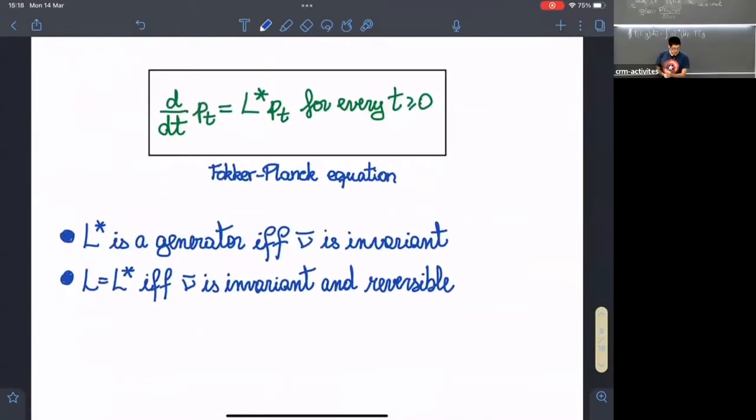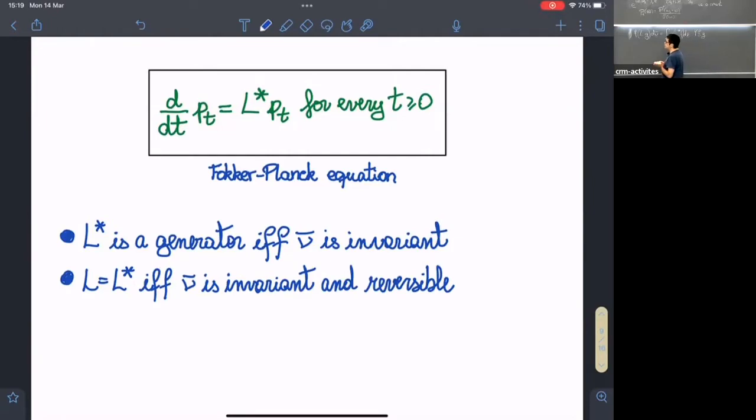Okay, so here I wrote this observation I was telling you before. L star is a generator if and only if nu bar is an invariant measure, and L is equal to L star if and only if nu is invariant and reversible. In the situations we have in mind, we don't really want to take reversible Markov chains for the moment, because those are equilibrium Markov chains in some sense. It's not something we want to exploit. So in many situations, the operator L star is not going to be a Markov generator. That means that the Fokker-Planck equation is not super nice.